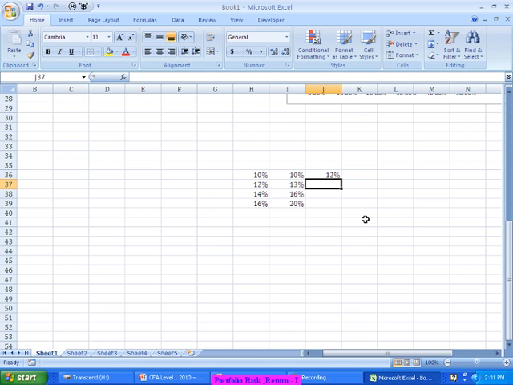For a 12% risk, he wants a 15% return. For a 14% risk, he wants an 18% return. For a 16% risk, he wants a 22% return. Probably he is also a risk-averse investor, right?